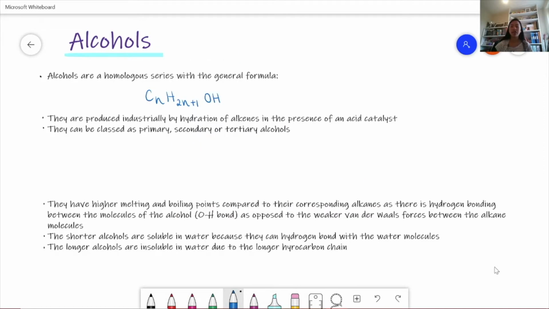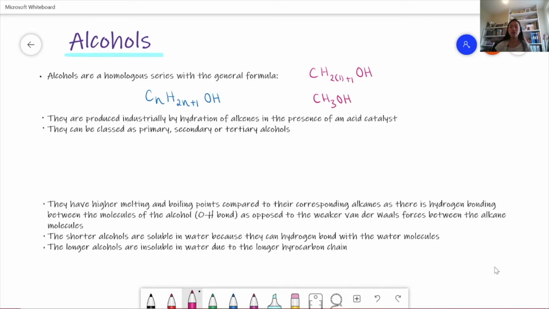Now I'm going to introduce alcohols. So alcohols are a homologous series with the general formula CnH2n+1OH. So the first alcohol we have is methanol. So that would be when you sub in n equals 1. So we would get a formula of CH2 multiplied by 1 plus 1 OH. So methanol has the formula CH3OH.